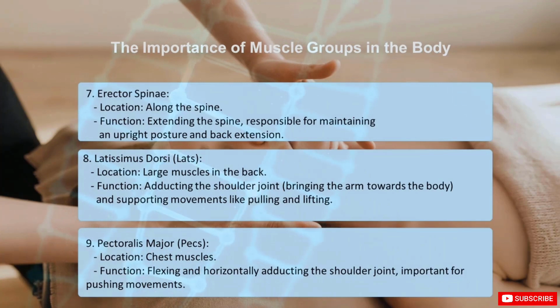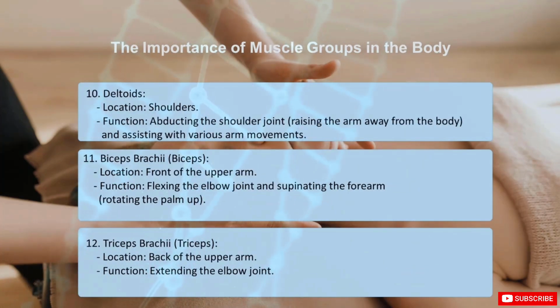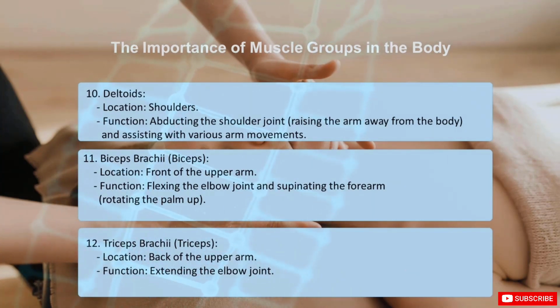9. Pectoralis major, pecs. Location: chest muscles. Function: flexing and horizontally adducting the shoulder joint, important for pushing movements. 10. Deltoids. Location: shoulders. Function: abducting the shoulder joint, raising the arm away from the body, and assisting with various arm movements. 11. Biceps brachii, biceps. Location: front of the upper arm.